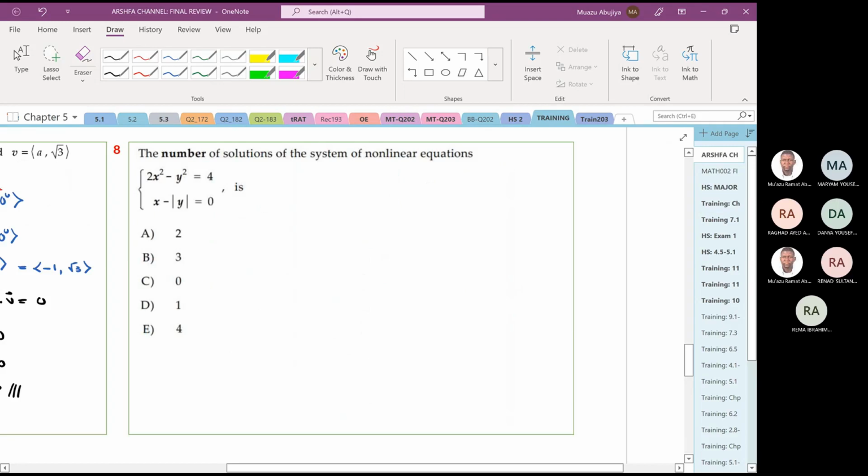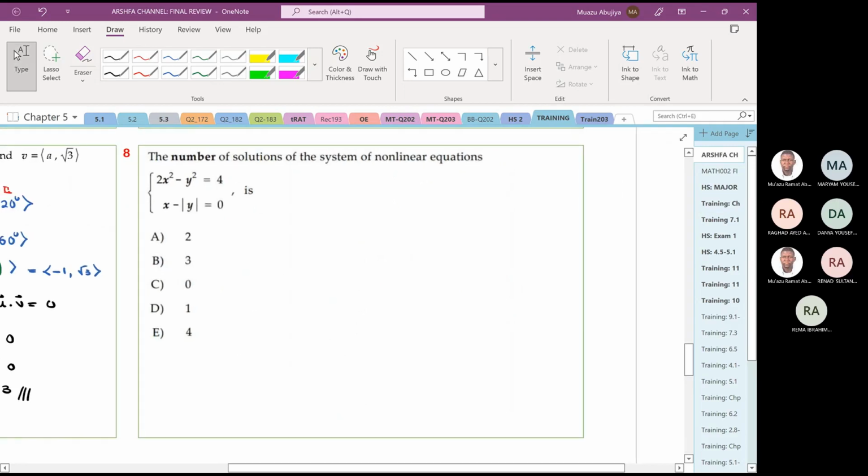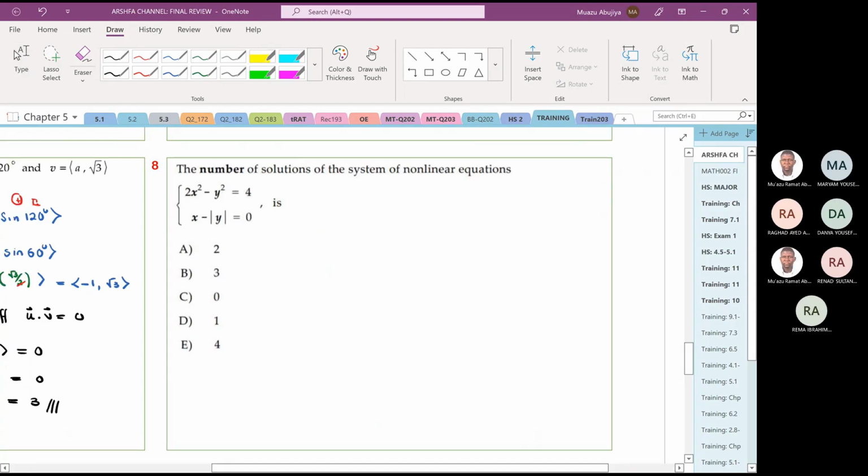Okay. Now let us look at number 8. The question says the number of solutions of the system of nonlinear equations is what? Now we have a nonlinear system of equations because this equation is not linear. Also, the second equation is not linear. But for simplicity, let's call this one equation number 1, and let us call this one equation number 2.